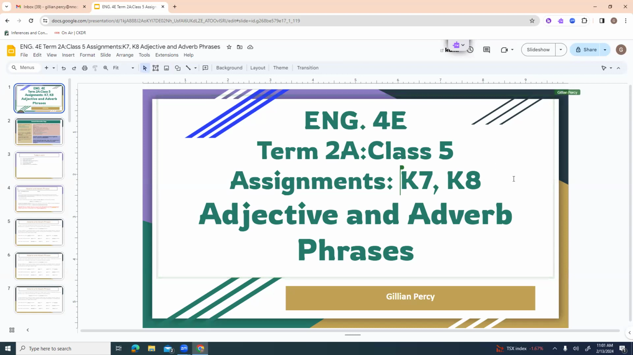Assignments K7 and K8 are what we're going to work on today. And we are looking at adjective and adverb phrases.